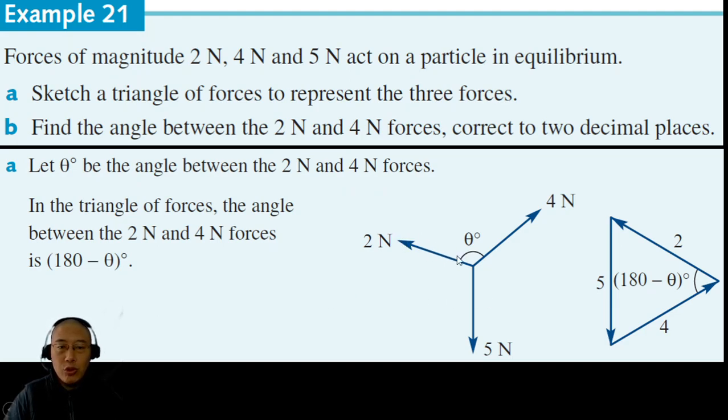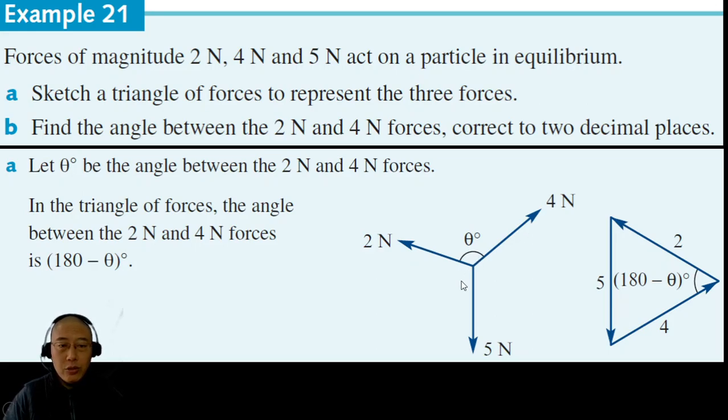So you draw your forces randomly, and part B tells you to find the angle between the 2 Newton and 4 Newton forces. So you draw your angle here, and that's your unknown. Every drawing might be slightly different considering the lack of information that you have here.